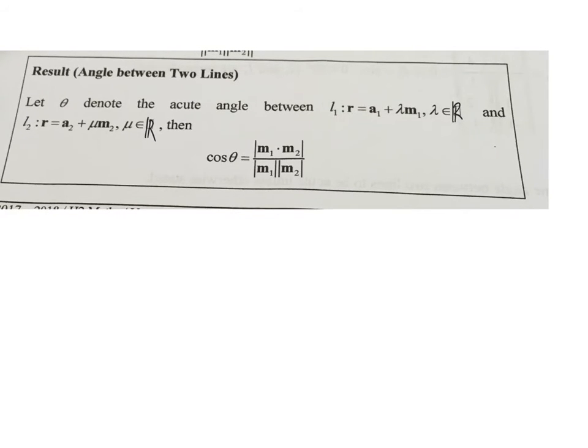With that, let me define the angle between two lines. If you have lambda of M1, that will be the direction vector of the first line, and M2 the direction vector of the second line, then cosine theta will be the modulus of M1 dot M2 over the magnitudes. Remember to take the modulus because we want to ensure that cosine theta is positive. Only when you take the modulus are you ensuring that cosine theta is positive and that theta is acute.